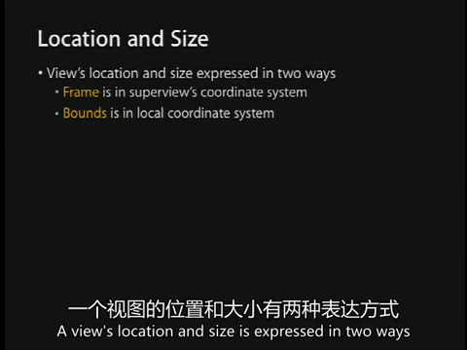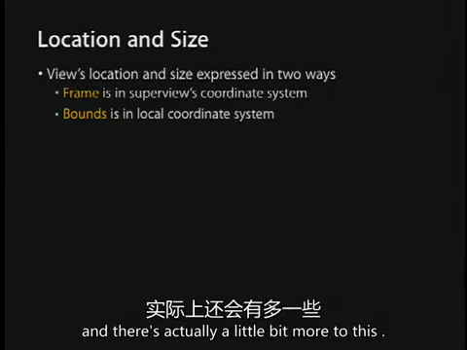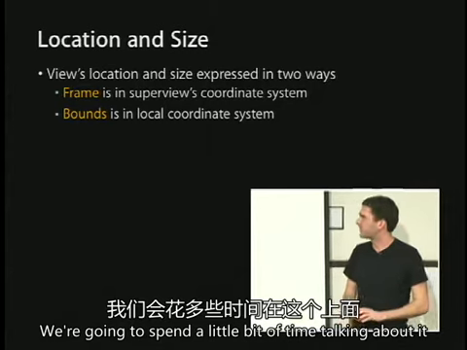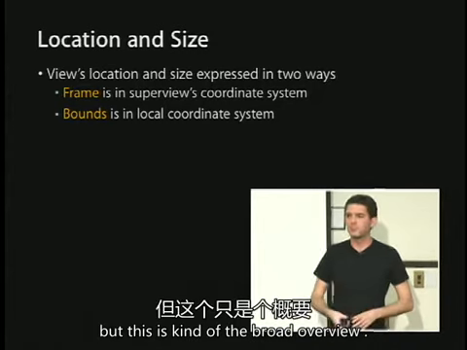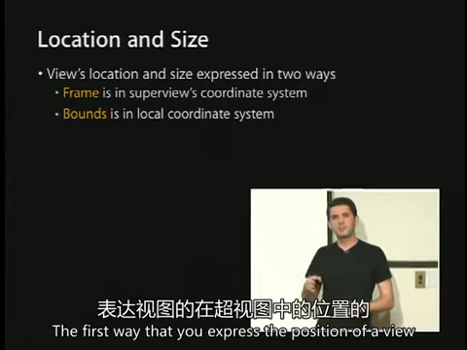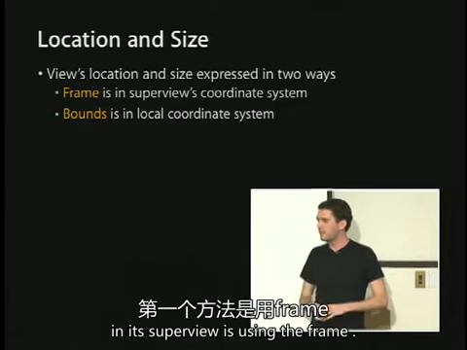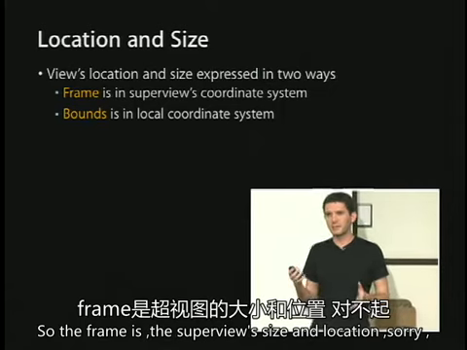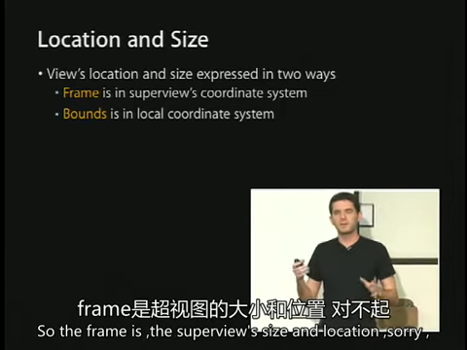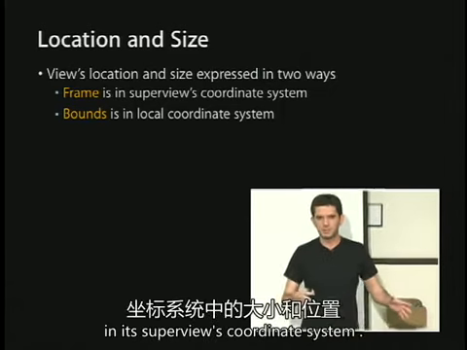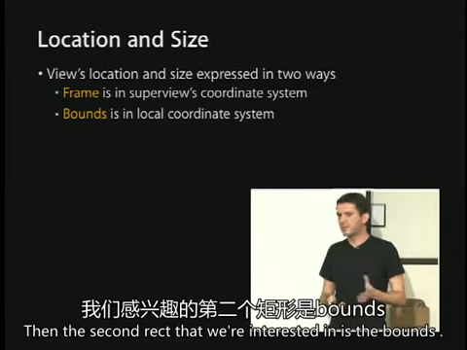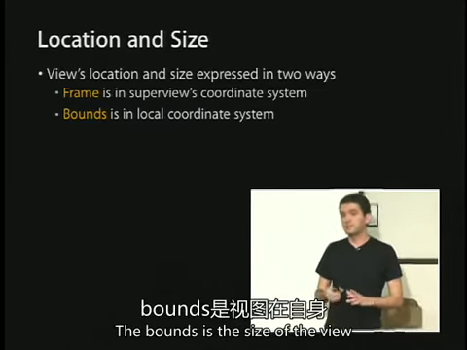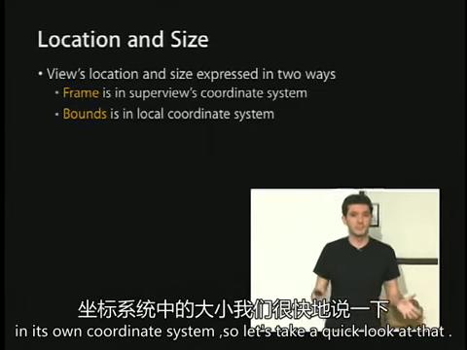A view's location and size is expressed in 2 ways. And there's actually a little bit more to this. We're going to spend a little bit of time talking about it, but this is kind of the broad overview. The first way that you express the position of a view in its superview is using the frame. So the frame is the view's size and location in its superview's coordinate system. Then the second rect that we're interested in is the bounds. The bounds is the size of the view in its own coordinate system.